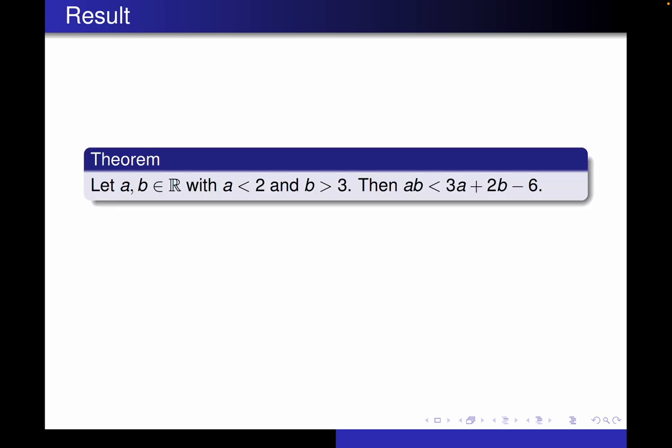very strange theorem. Let a, b be real numbers with a less than 2 and b greater than 3. Then a times b is less than 3a plus 2b minus 6.